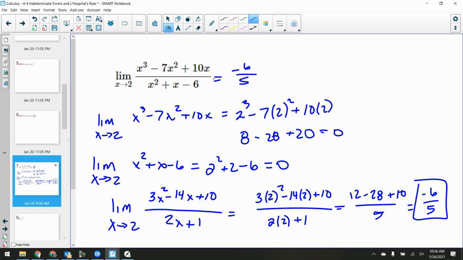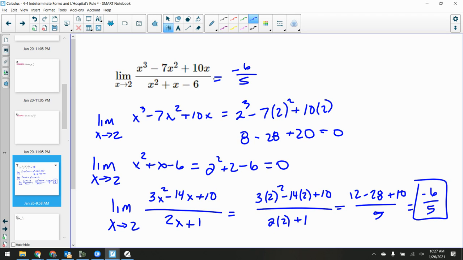It says that if the top and the bottom both either go to 0 or infinity, then you can find the derivative of the top and the bottom. And the limit of this is actually equal to the limit of the derivative. And then so you just find that. And usually it's easier because derivatives are usually simplified. We could do that for that and like simplify those.